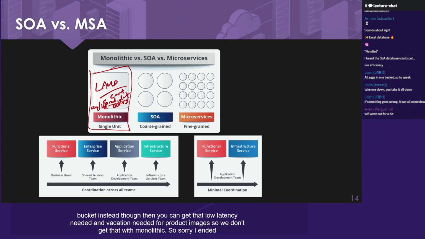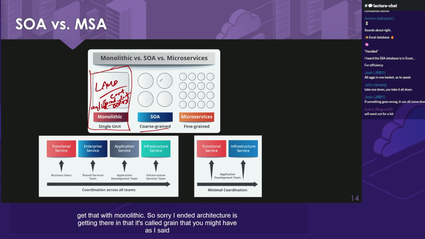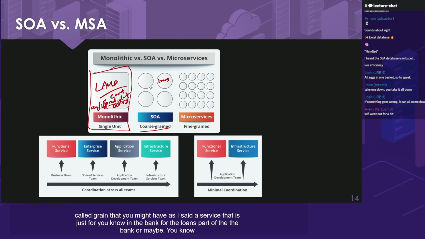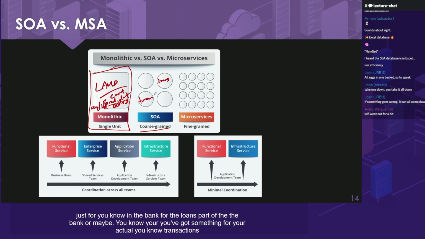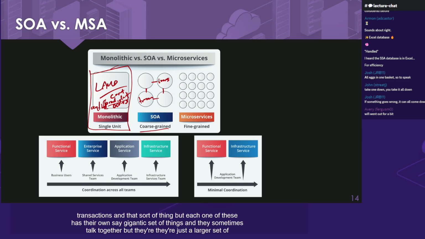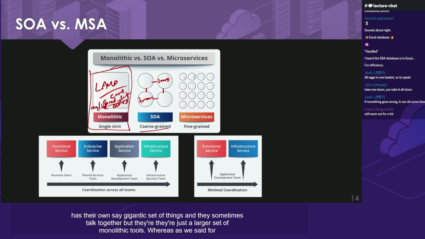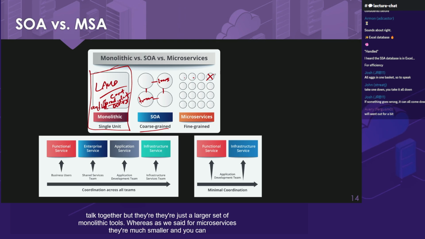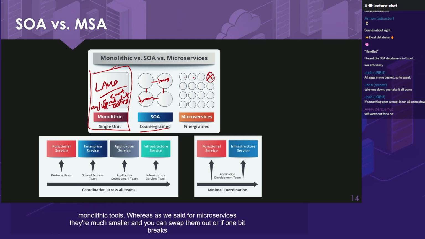Service-oriented architecture is getting there in that it's coarse-grained. You might have, as I said, a service that's just for the loans part of the bank, or maybe you've got something for your actual transactions and that sort of thing. But each one of these has their own gigantic set of things, and they sometimes talk together. They're just a larger set of monolithic tools. Whereas, as we've said, for microservices, they're much smaller, and you can swap them out, or if one bit breaks, it doesn't necessarily affect all the others.